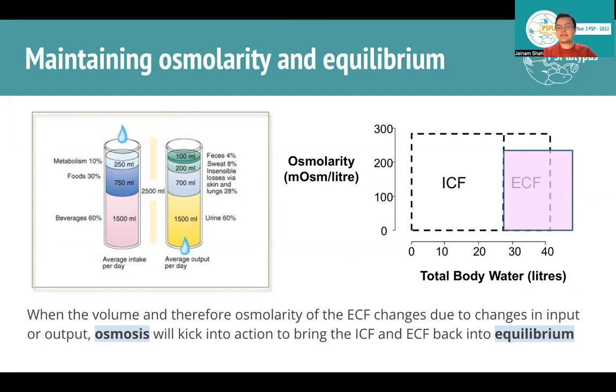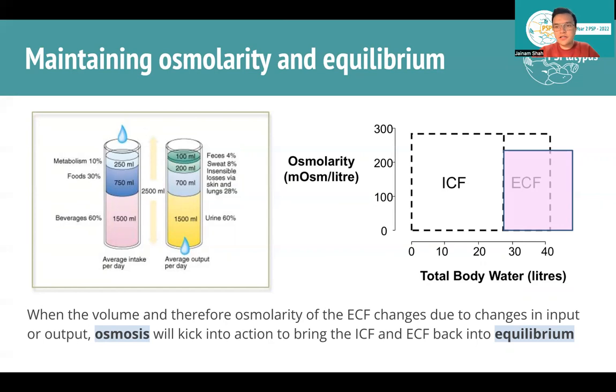So, for example, on the right-hand side, you can see a diagram where it shows the ICF and the ECF represented as boxes. They are represented in terms of the volumes. So ICF is about 2/3, ECF is about 1/3 on the horizontal axis. If you look at the vertical axis, they're both the same osmolarity at about 280, 290.